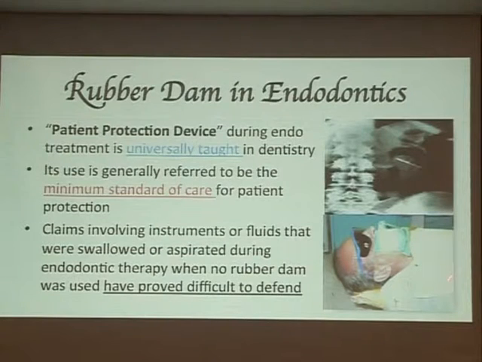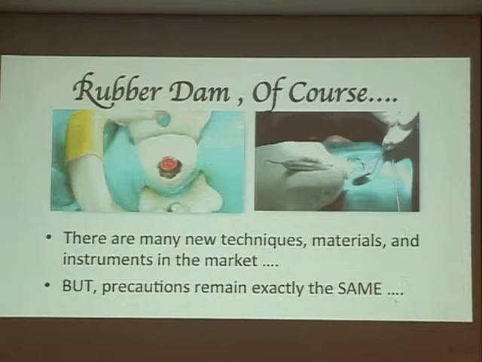And use a full bib. Because a patient might come in an Armani suit, like this. If you get some bleaching agent on the suit, you have to pay back the patient for the damage. So you need to protect the patient in a wider aspect.